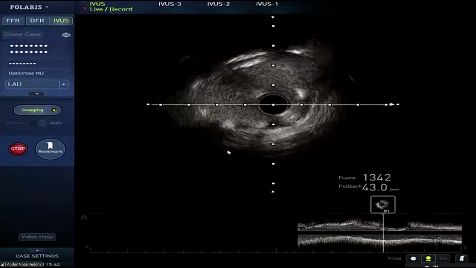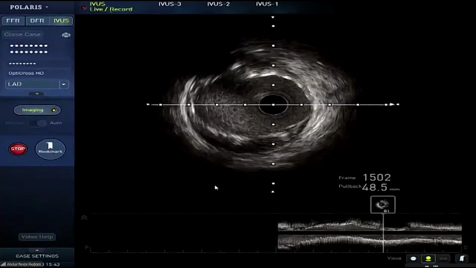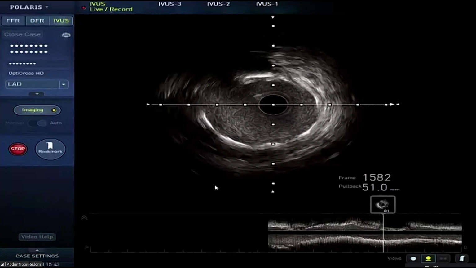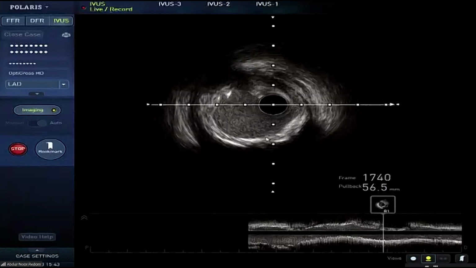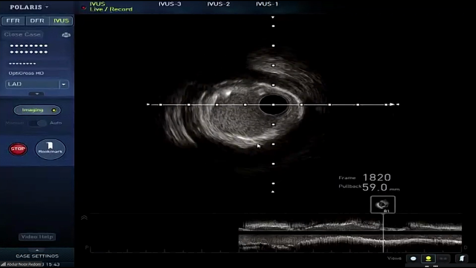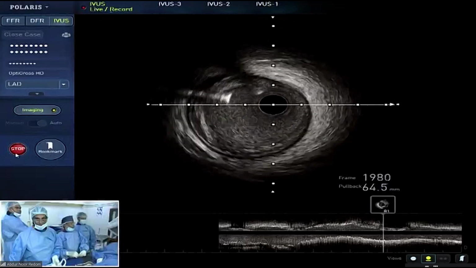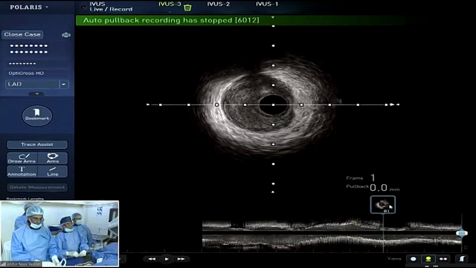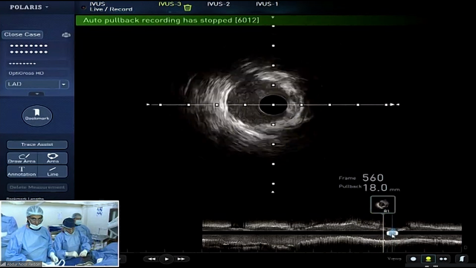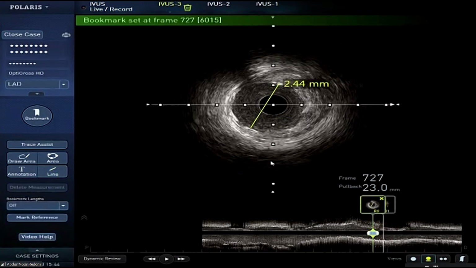Now, fluoro, sir? There is some malapposition at the 6 to 9, 11 o'clock position at the proximal part. No distal edge dissection, no proximal edge dissection. I will give you the minimal stent area from the distal part. Yes, we shall have to take 3.5 for the distal part and 4.5 for the proximal part.